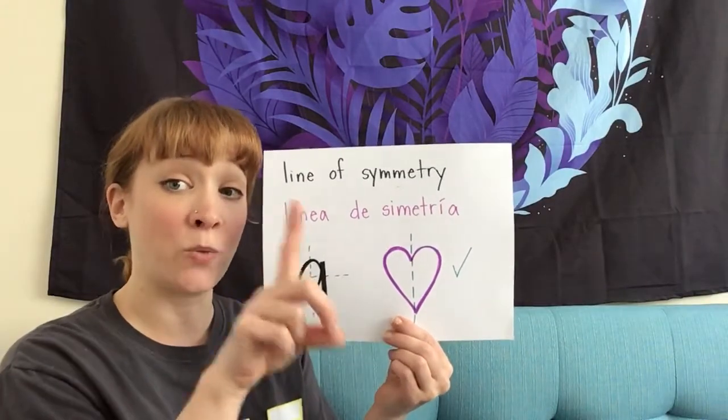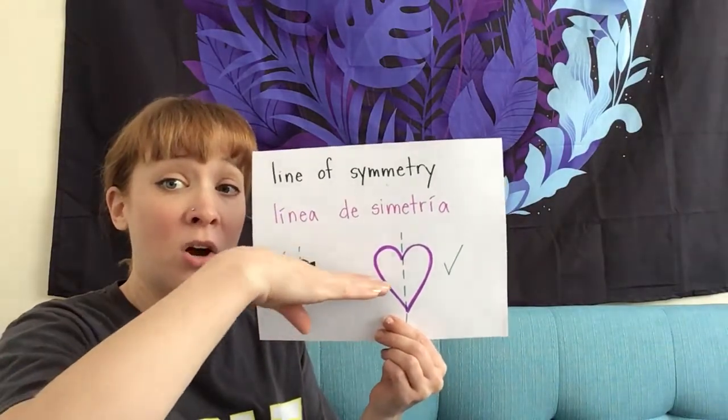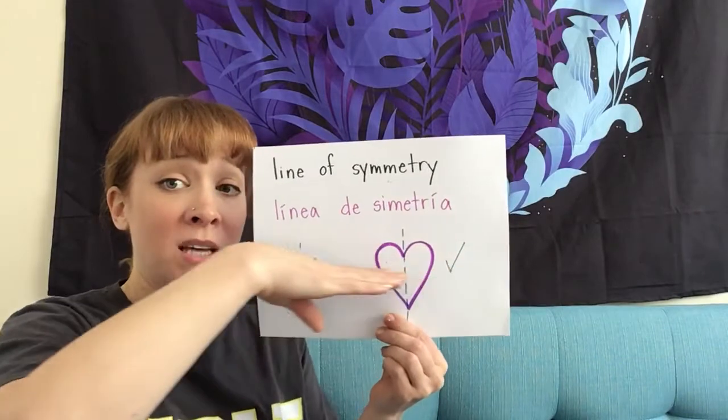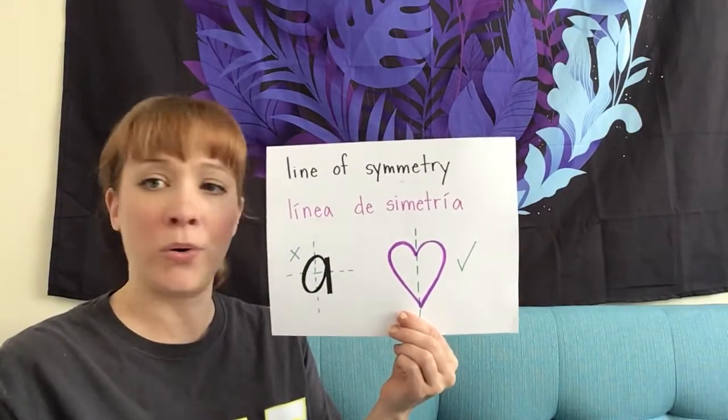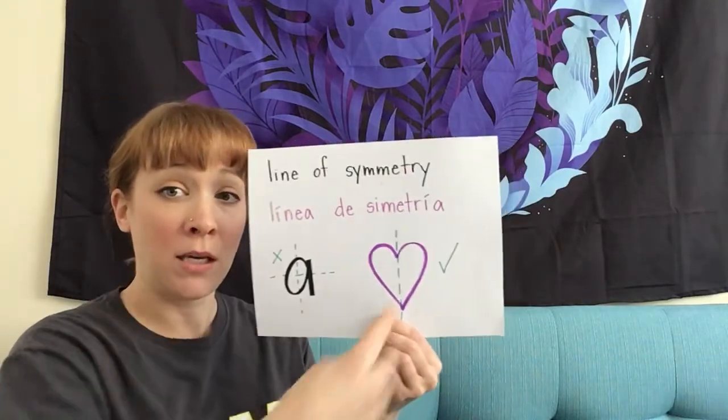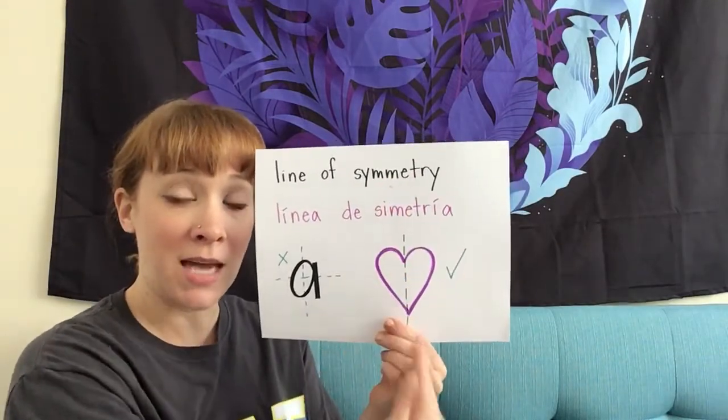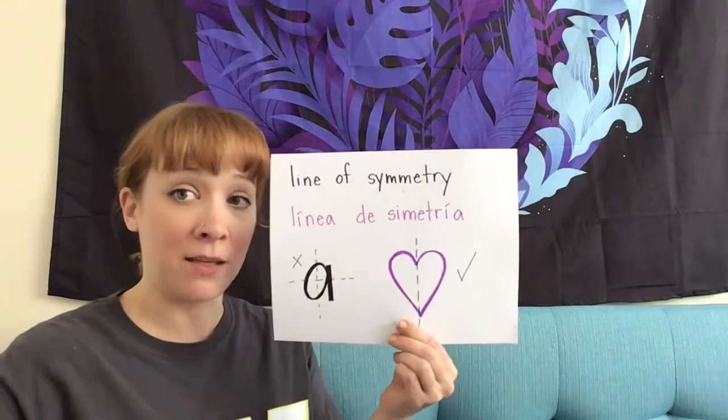The heart has one. If I cut the heart horizontally, will it have another line of symmetry? No, it only has one. We can only cut it exactly in the middle vertically. Okay? So let's take a look at a few other shapes and decide if we think that they are symmetrical. Okay? So let's take a look here.